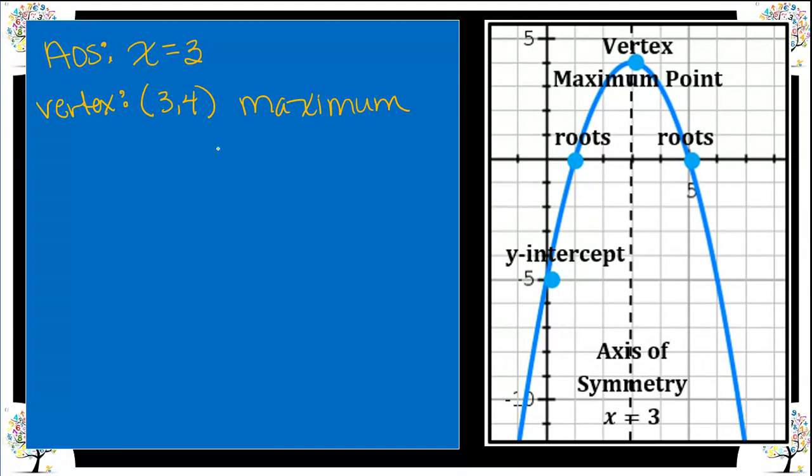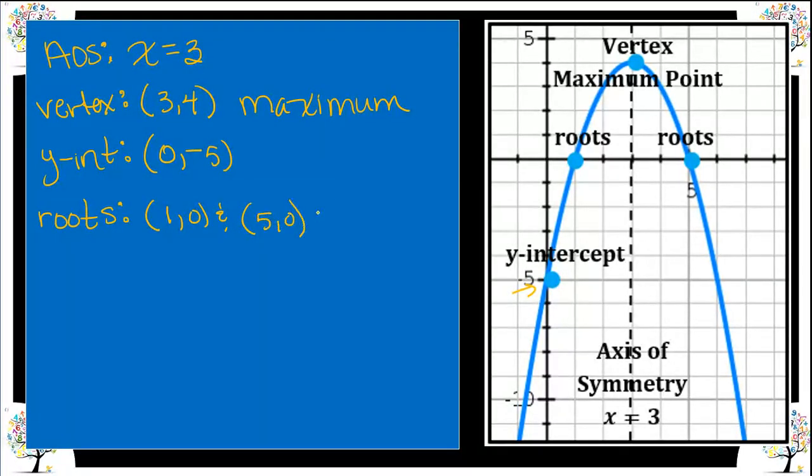The next thing, let's identify our y-intercept, where it crosses the y-axis when x is 0. So our y-intercept is at (0, -5). Our roots, or x-intercepts, is when our y is 0. So we have (1, 0) and we have (5, 0). Or we can write them with curly brackets, {1, 5}, and I always go least to greatest.